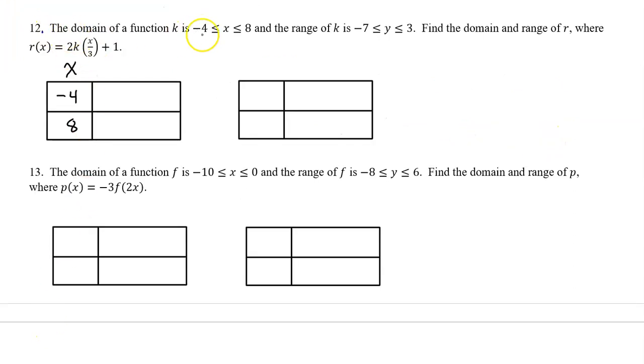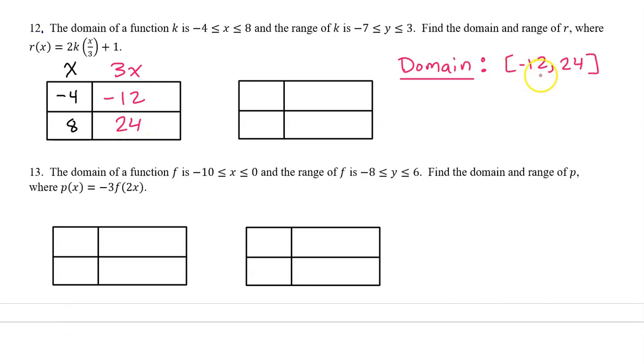On number 12, the original domain goes from -4 to 8. The transformation that affects the x values is on the inside of these parentheses. X over 3 is the same as 1/3 x. Horizontal transformations work the opposite of the way they look, so this is really a horizontal dilation by a factor of 3. Think reciprocal. So I can find new x values by doing 3x. 3 times -4 is -12, 3 times 8 is 24. So my new domain is the closed interval from -12 to 24.